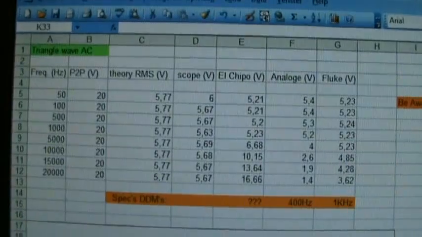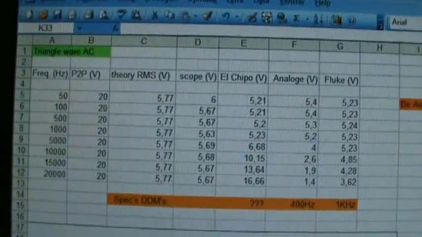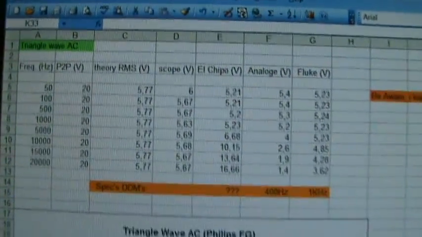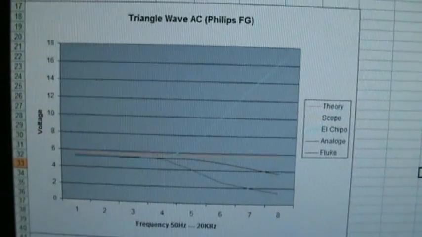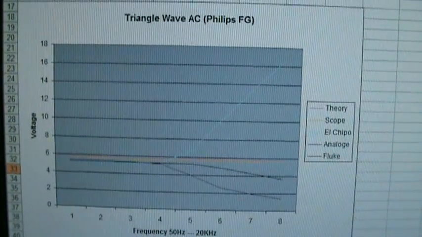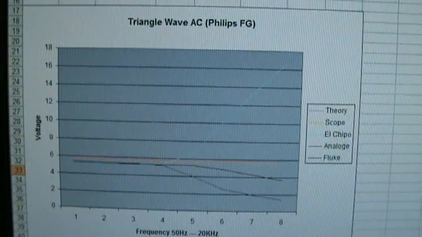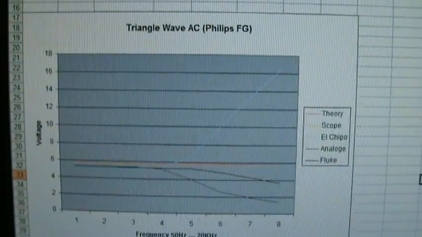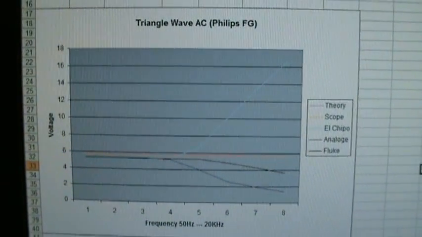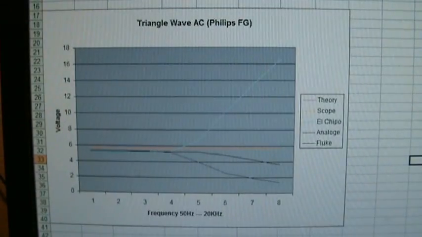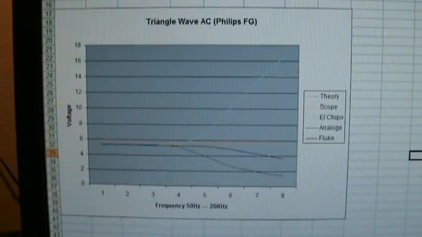Okay, here are the results of the triangle waveform. And also a little graph. It looks similar as the sine wave. Deviation halfway through the frequency range. Okay, continue now with square wave.